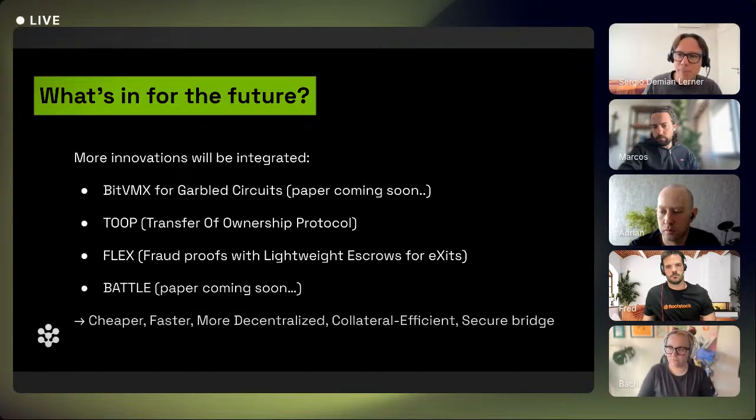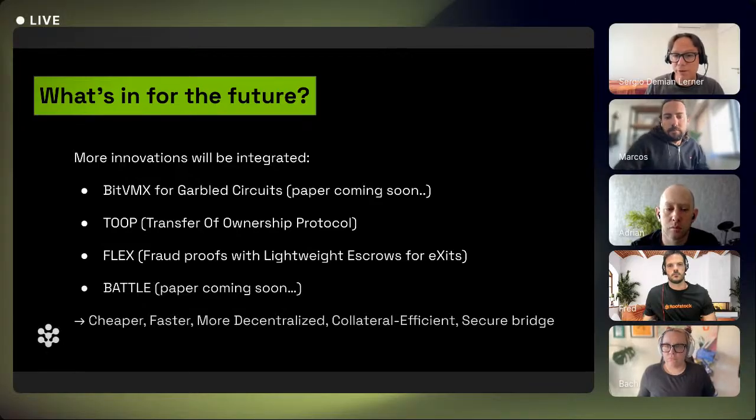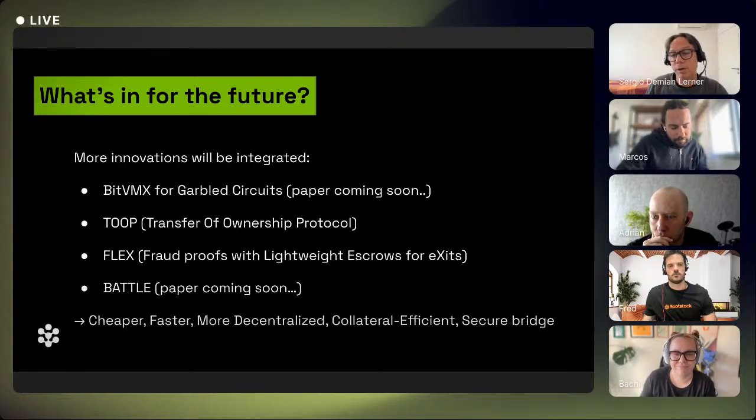And then there is a new protocol called Battle that I'm going to talk more about in the upcoming month, because the paper is going to be published. And well, this will make the Union Bridge cheaper, faster, more decentralized, more collateral efficient, and more secure. And I hope we can deploy all these changes during 2026. And I think that's all I had to say about the Union Bridge.